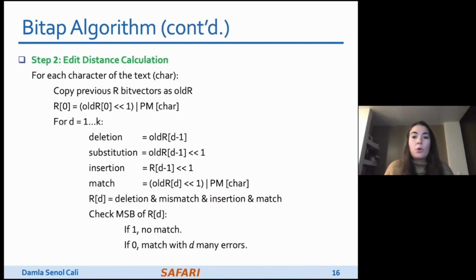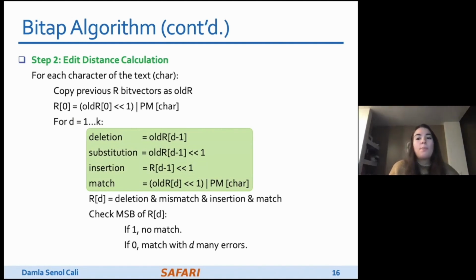So let's look quickly at the main step of the algorithm, edit distance calculation. As I said, the algorithm examines each text character one by one, one per iteration. And at each iteration, the pattern bitmask of the current text character, which is denoted as PM here, is retrieved. And then for a distance D, which can be between 1 to K, and K, if you remember, was the threshold of edit distance, which is a parameter of the algorithm, 3 intermediate bit vectors for the error cases, one each for deletion, insertion, and substitution, and another one for the match case are calculated.